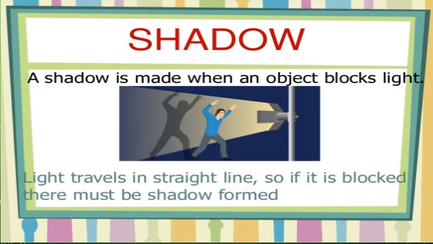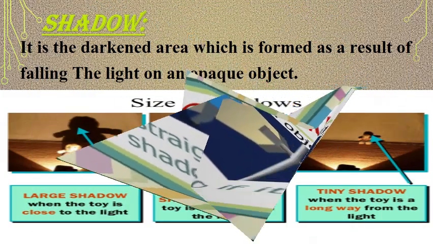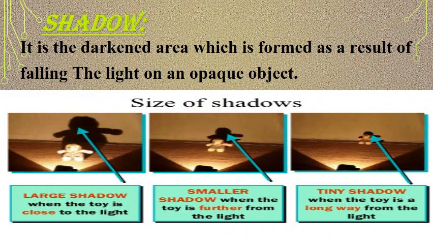Okay, so now I want you to define shadow, or say what is meant by shadow. It is a darkened area which is formed as a result of light falling on an opaque object. So, if I asked you to write the scientific term for a darkened area formed as a result of light falling on an opaque object, the answer would be, of course, shadow.